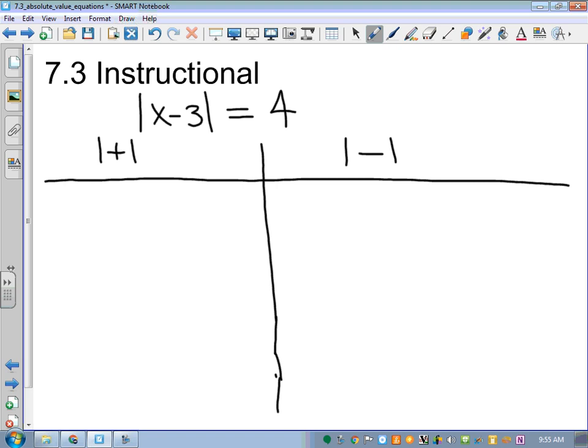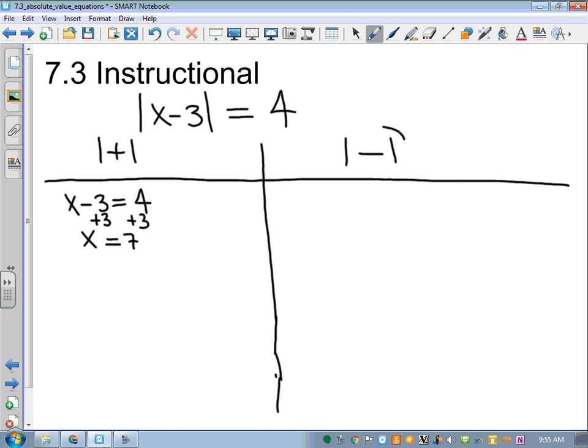If x minus 3 is positive, then the absolute value does nothing, and we're left with x minus 3 is equal to 4. I want to add 3 to both sides. I get that x is equal to 7, and that's an answer. Now, this is definitely a simpler absolute value equation because it is linear, but the technique is going to be very, very consistent across the board.